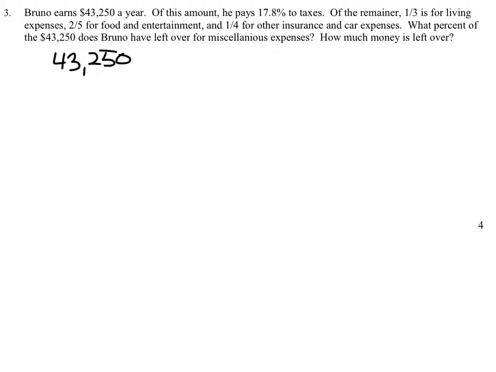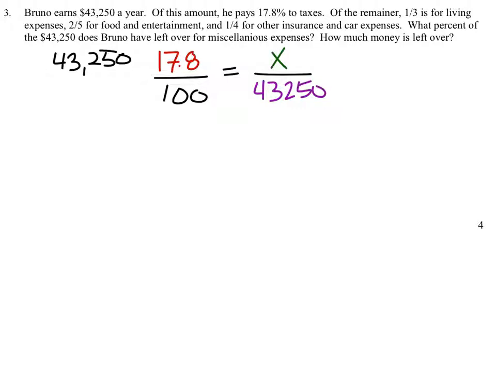$43,250. Now we need to take off the tax. So right now we can compare these in a percent proportion because it's 17.8% in taxes. We got 100 and we got 17.8% in taxes for his total amount of $43,250. And when we solve this proportion, we will know how much tax is taken out of his earnings. So that would be $43,250 times 17.8 divided by 100. And that will tell us how much tax is taken out of his earnings.